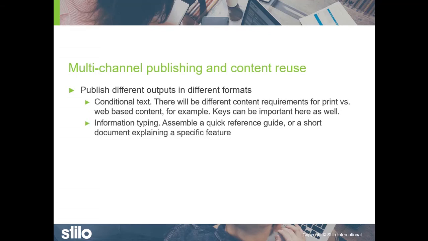Information typing is important when it comes to multi-channel publishing. So knowing what type of information something is will enable you to put things together in a useful way. So it'll be easier to assemble a quick reference guide if you know which topics are reference topics, or put together a short document about a specific theme. It might have a concept at the beginning and then one or more tasks and end with some reference.